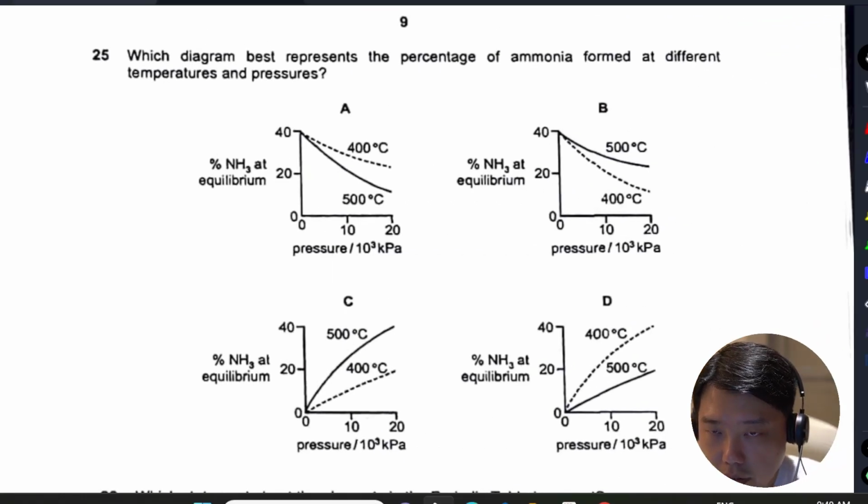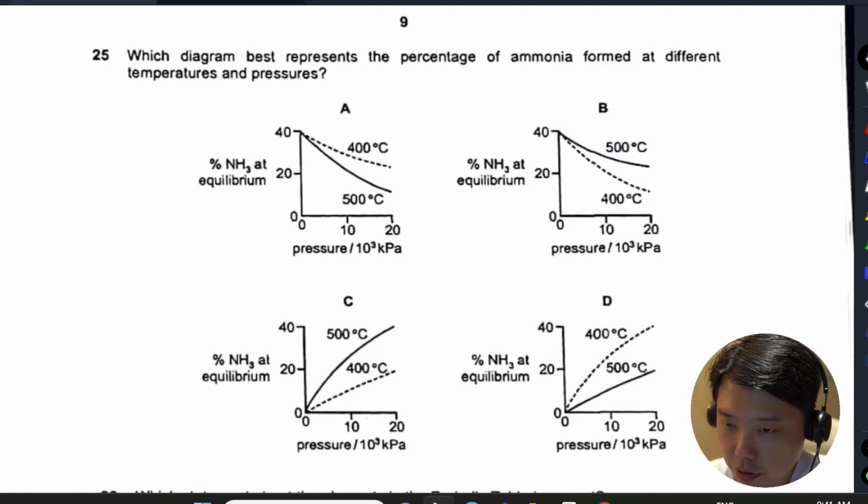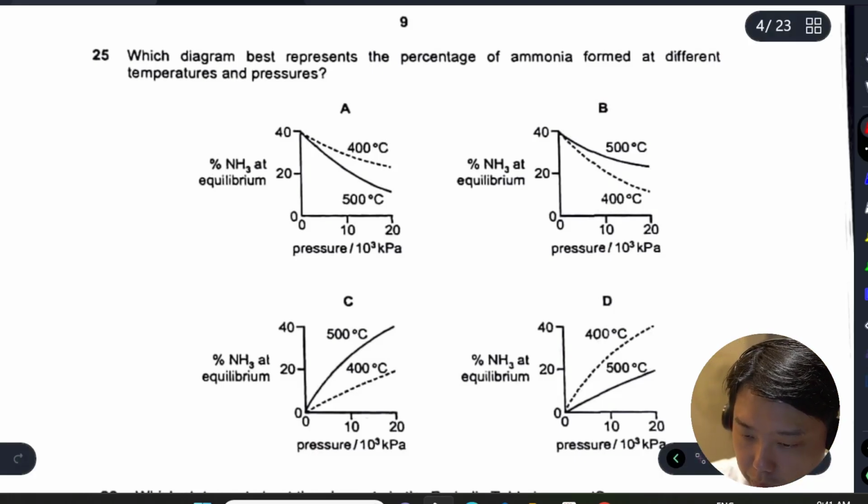Okay, everybody, let's look at this question about the yield of the Haber process basically. So which diagram best represents the percentage of ammonia formed at different temperatures and pressures? Okay, so one thing we need to understand for the Haber process is that it is an exothermic reaction. You need to remember that.